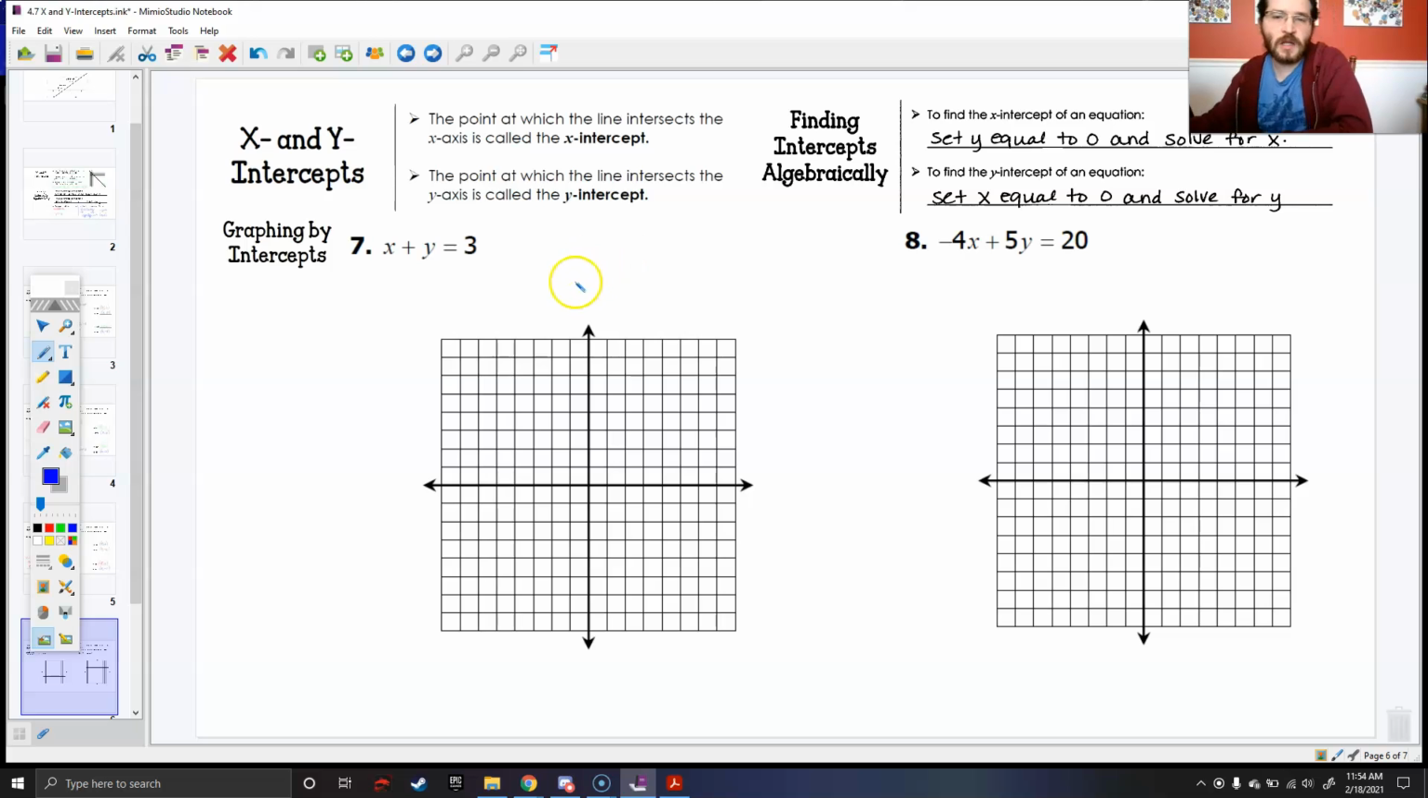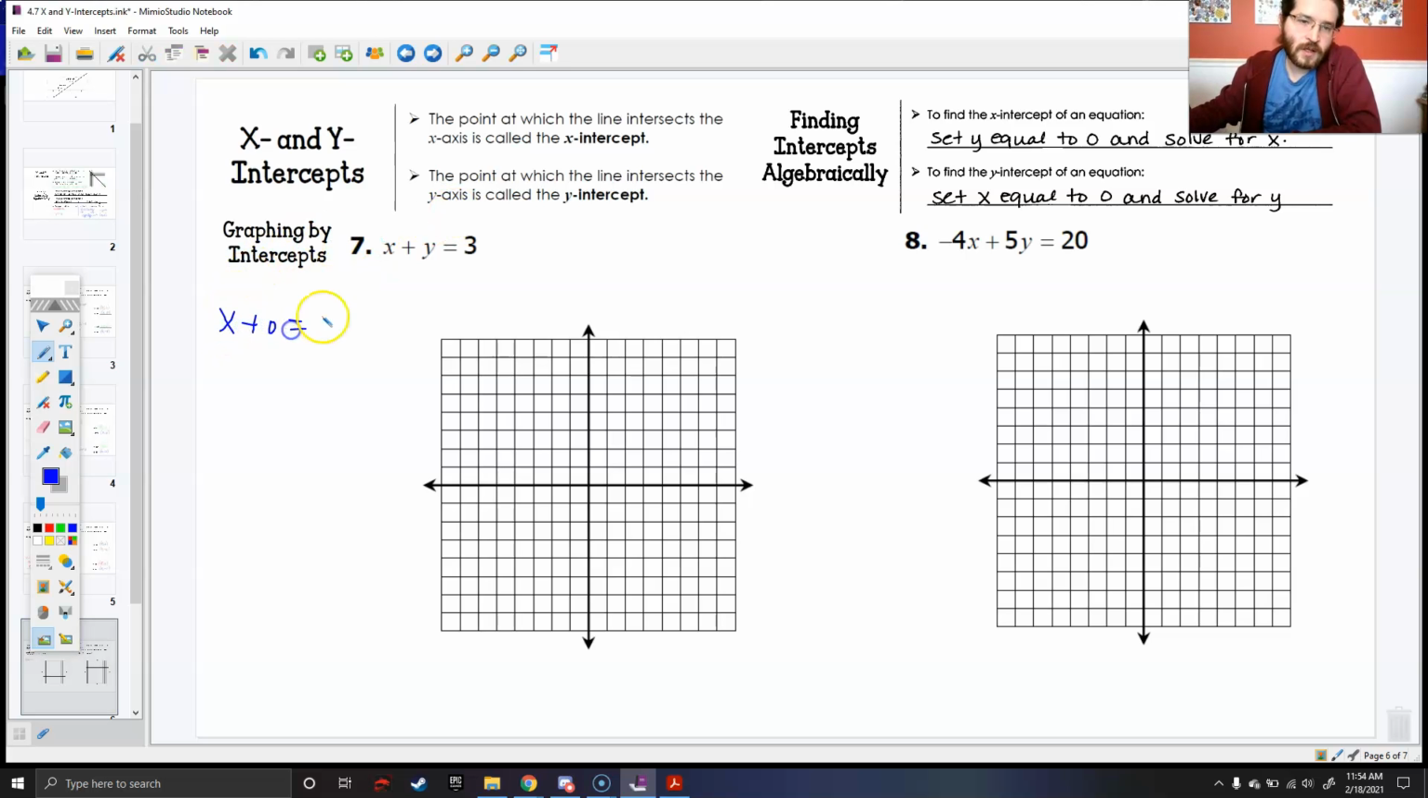All right, so this is our last slide. Okay, so we're going to be graphing by the intercepts. So in this case, we're going to solve for our x and y intercepts, and then we're going to just plot those points and we're going to graph those. This first one's pretty easy for us, all right?